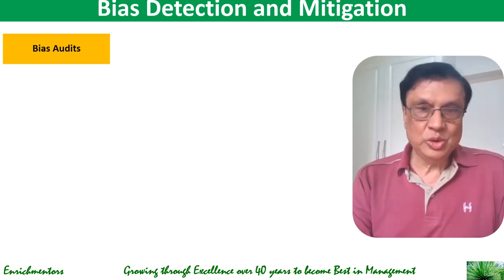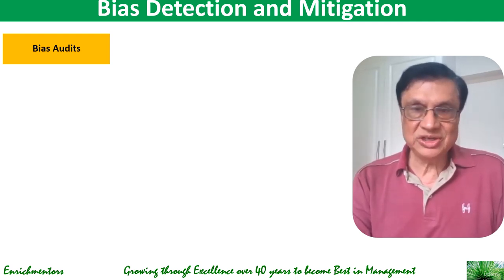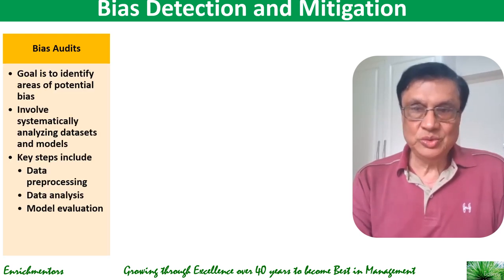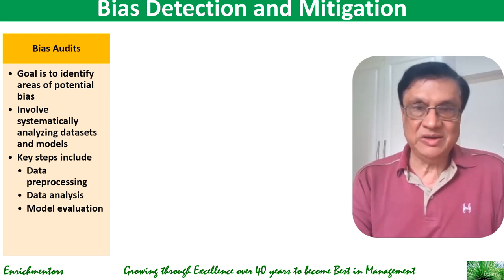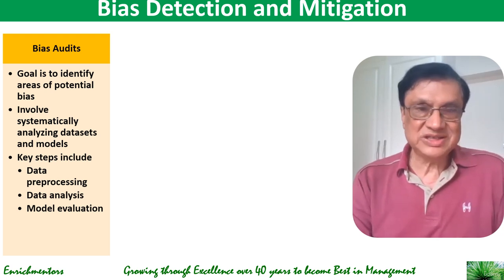You need to know that the goal of the bias audit is to identify areas of potential bias and inform subsequent bias mitigation efforts. For that, what you need to do is to audit systematically, analyze the datasets and models to identify and quantify biases, and then take a step-by-step approach of data processing, data analysis, and model evaluation to assess the biases.